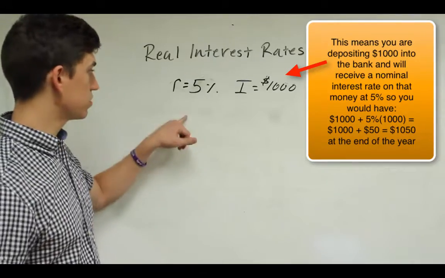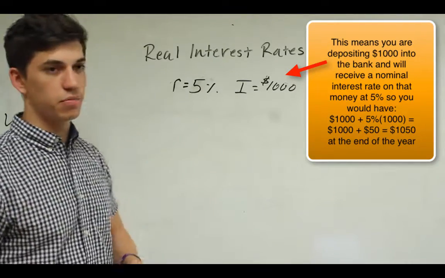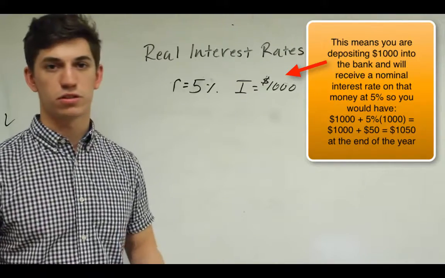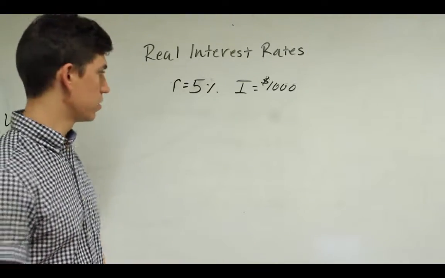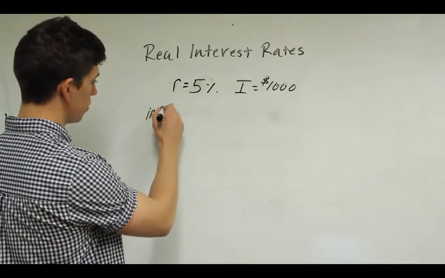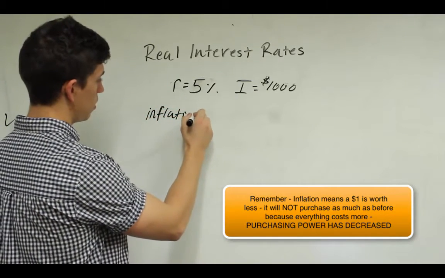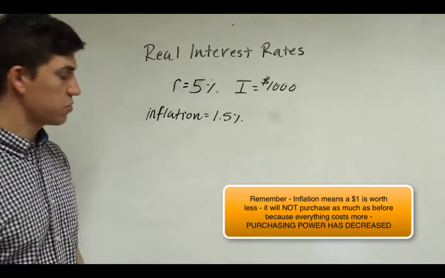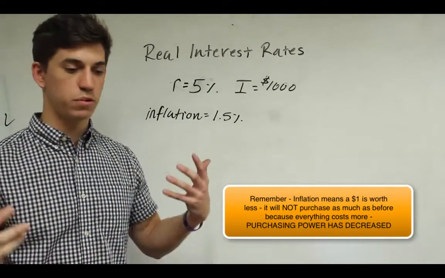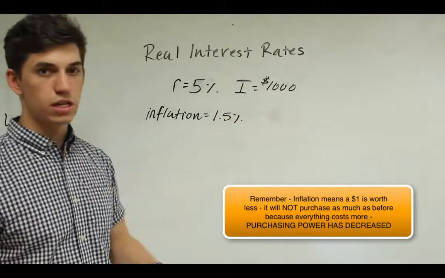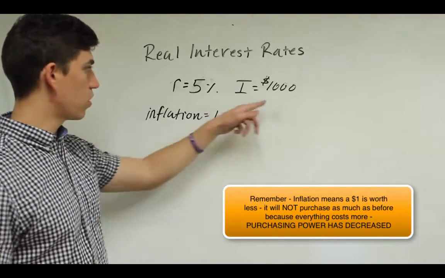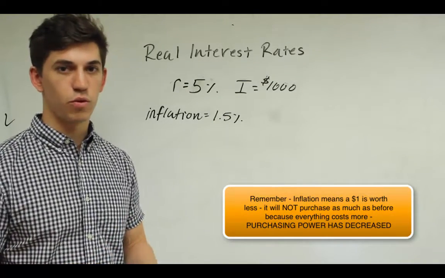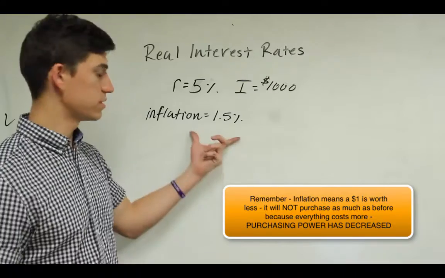But the problem is that $1,050 might not be worth the same thing in the next period as it is today because of inflation, so the price levels might rise. So let's say that we have inflation in the meantime of like 1.5%, right? So the general price levels rose 1.5%, so your purchasing power of $1,000 is lower. So that means that when you get your $1,050 in the future, that's going to be worth less than what $1,050 today would be worth because of this inflation.